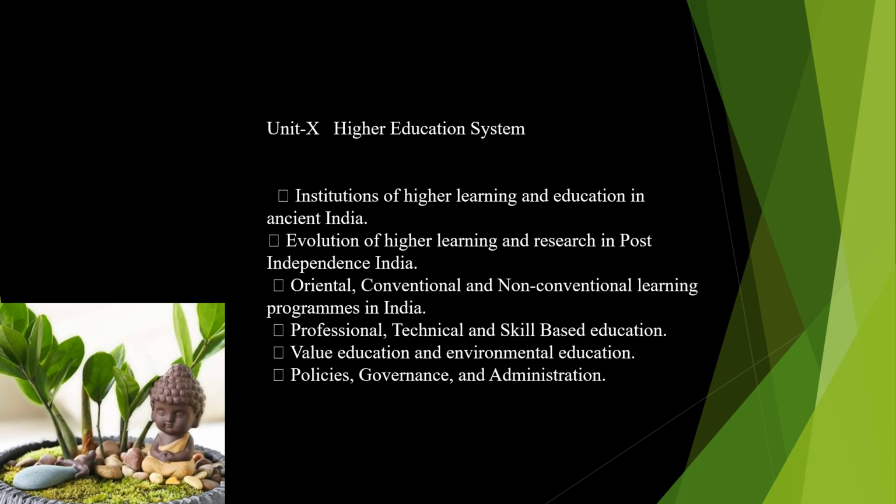Then the evolution of higher learning: pre-independent and post-independent, and what is now happening. All these things are discussed in the higher education system. Then there is oriental, conventional and non-conventional, that is traditional and non-traditional. Oriental means the Eastern way of learning.